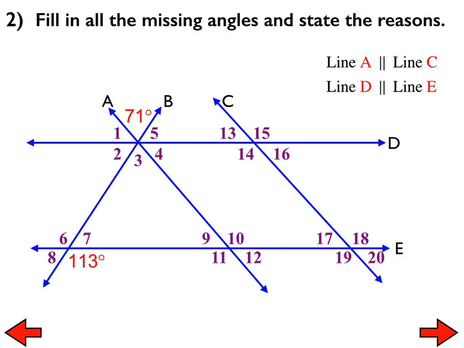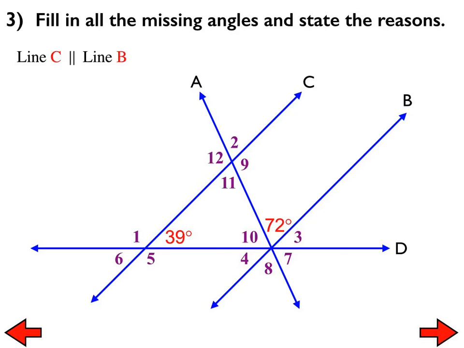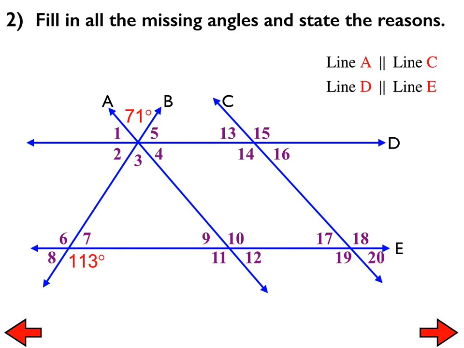Where should we start? Angle 6 is 113 degrees. Yes, it's 113 because of vertical angles. This is 113 degrees. Where should we go from there?